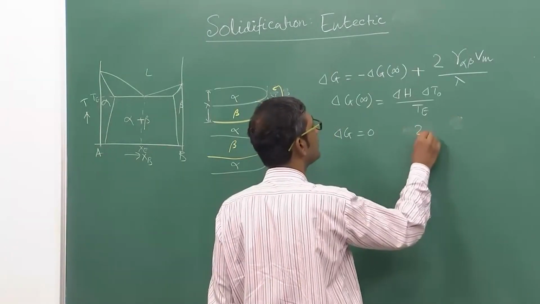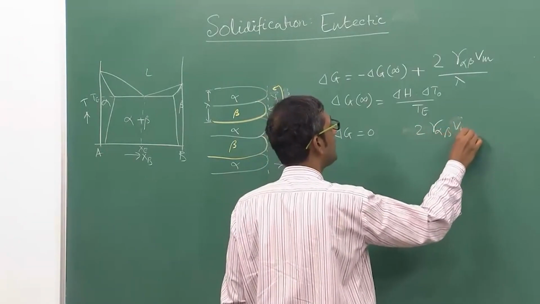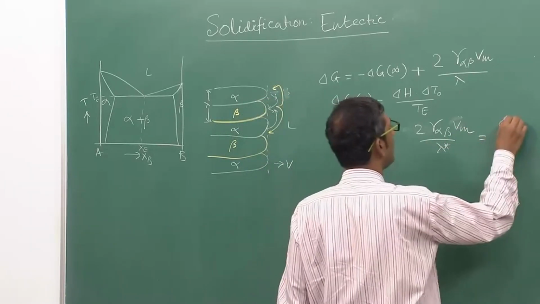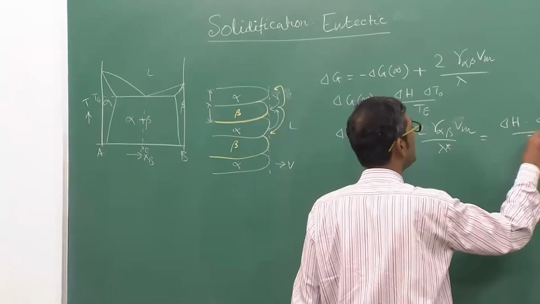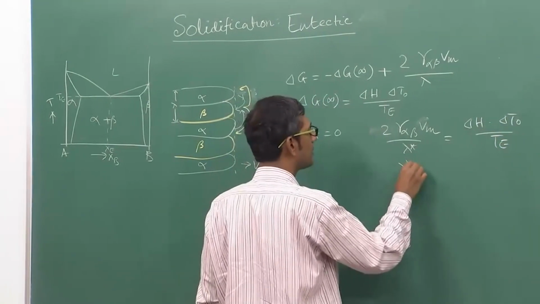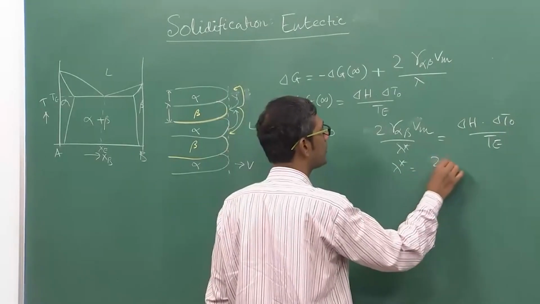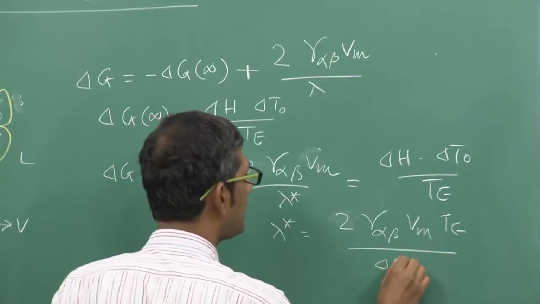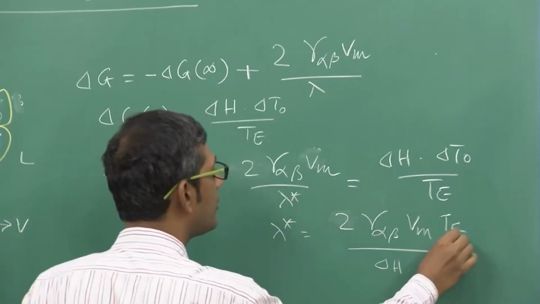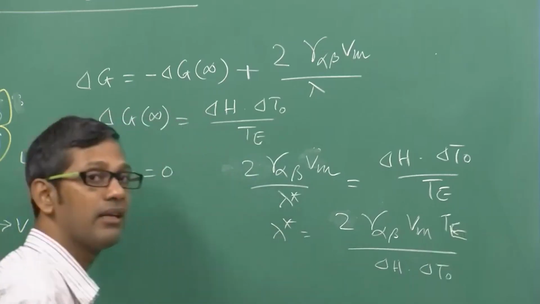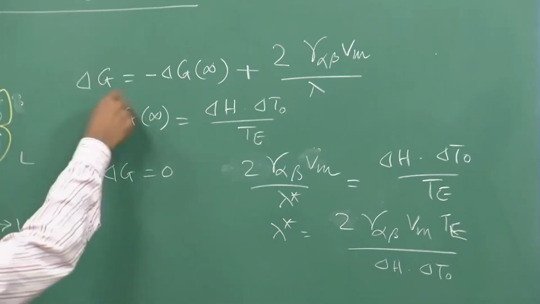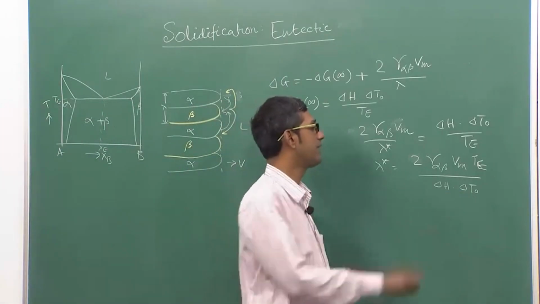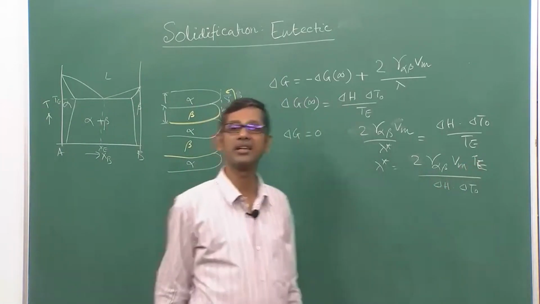Let us put it properly: twice gamma alpha beta Vm over lambda star is equal to delta H T0 by Te. So therefore lambda star is equal to twice gamma alpha beta Vm Te over delta H delta T0. As you see, lambda star, which is the critical value of lambda for which this delta G becomes 0, is inversely proportional to the undercooling, and directly proportional to the interfacial energy.